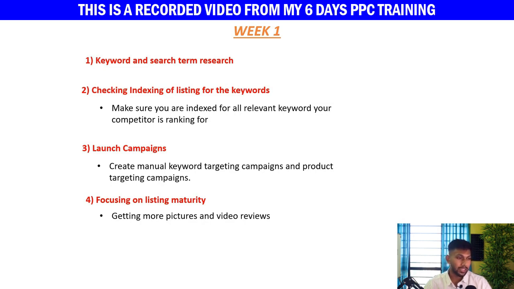So write down focusing on listing maturity on the step, and straight to that on the facilitate column, write down getting more pictures and video reviews. Then the second point on the facilitate: testing main image for highest conversion rate.